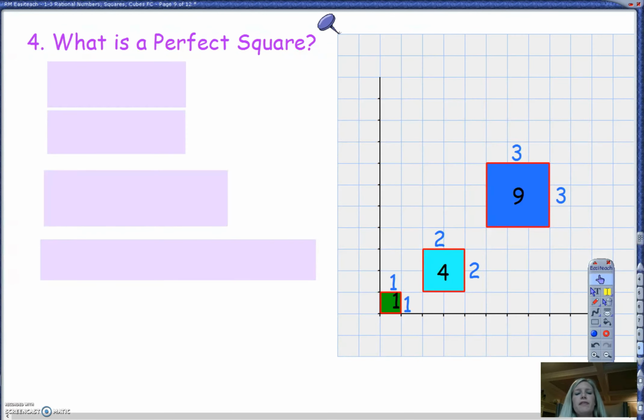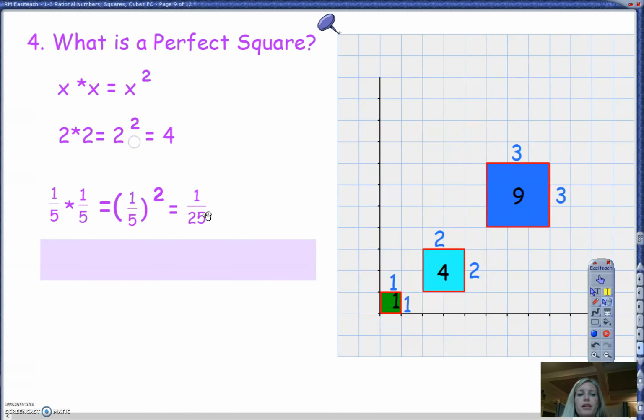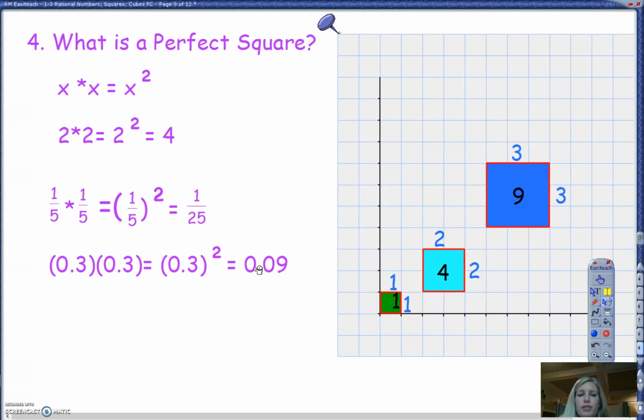Okay, so what is a perfect square? So let's talk about that. Perfect squares, they make a square. 2 times 2 is 4. 1 times 1 is 1. 3 times 3 is 9. x times x is x squared. 2 times 2, or 2 squared, is 4. 1/5 times 1/5, when you multiply them, 1/5 squared, is 1/25. 0.3 times 0.3, 0.3 squared is 0.09.